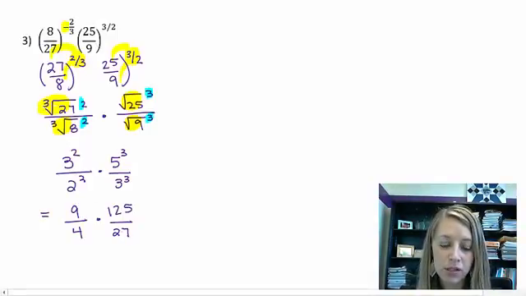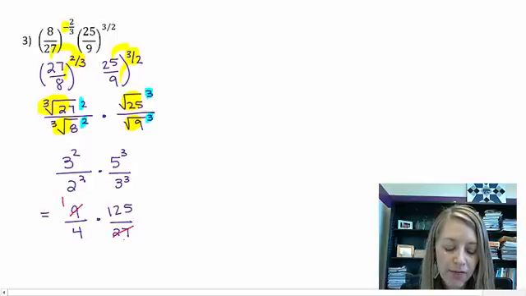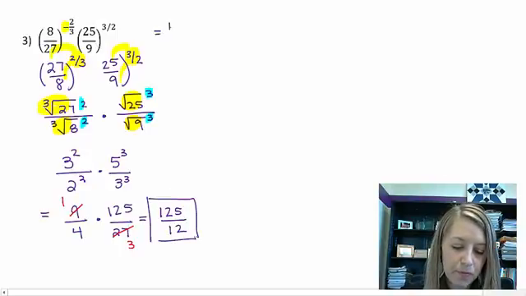9 and 27 both divide by 9. 9 divided by itself gives me 1, and 27 divided by 9 gives me 3. So now I can multiply these fractions straight across, and that gives me 125 over 12. And so that is my final answer there.